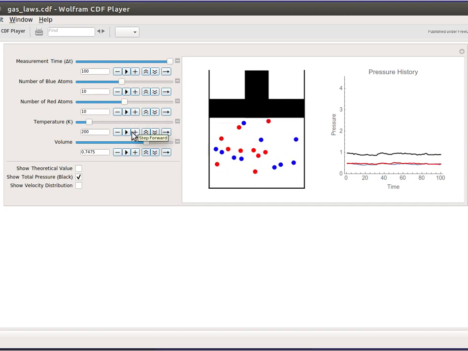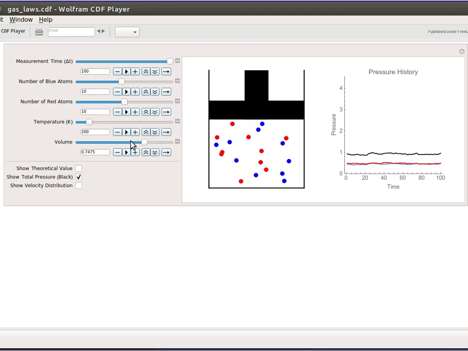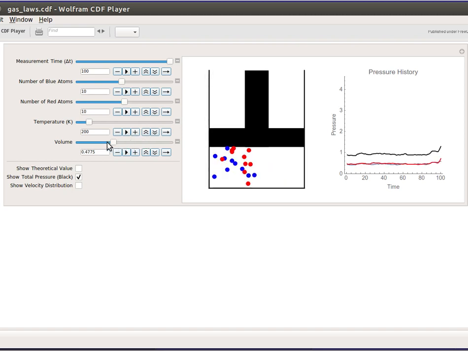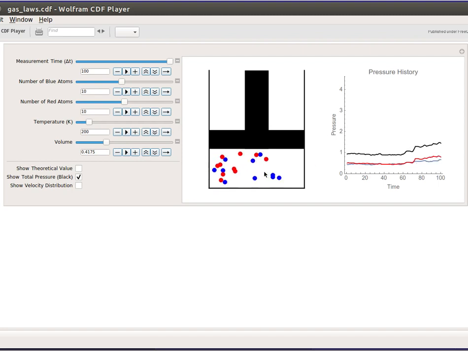Okay, so let's go ahead and do it. So the volume's up here. I'm going to go ahead and shrink it back down. We'll go down here. Okay, so notice what's happening to that pressure. When I decrease the volume, the pressure is going up.